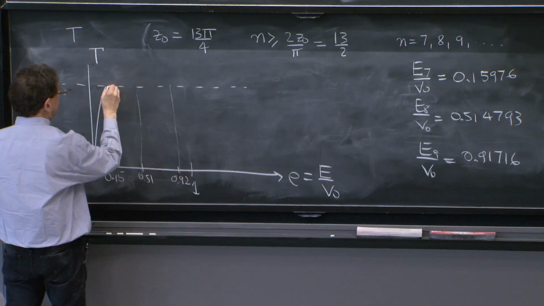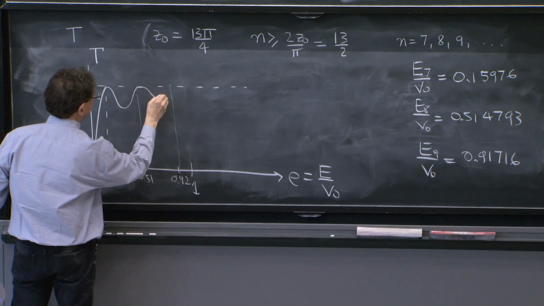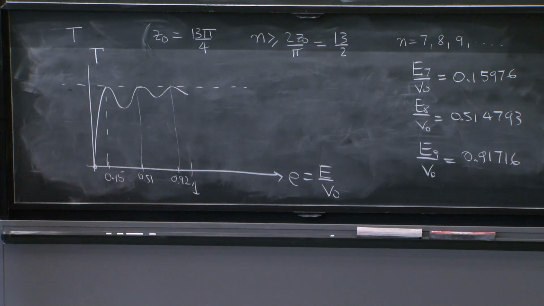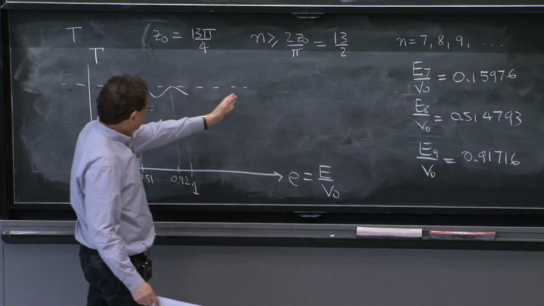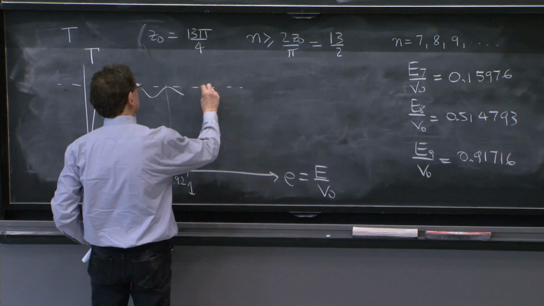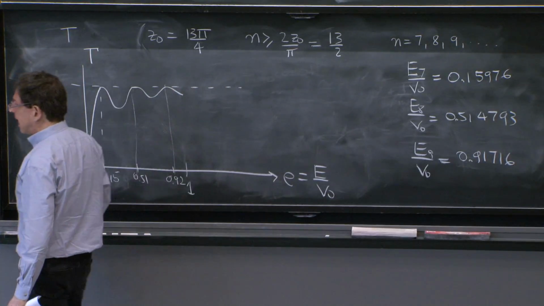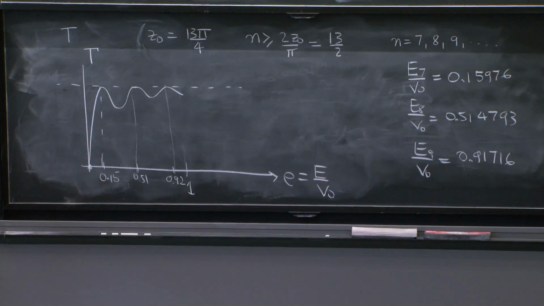So you get this, and here another one, and here another one. So that's a typical graph for the transmission probability. It oscillates, and it reaches 1 at several points forever and ever. The amplitude becomes smaller, so it's really overall tending to 1.